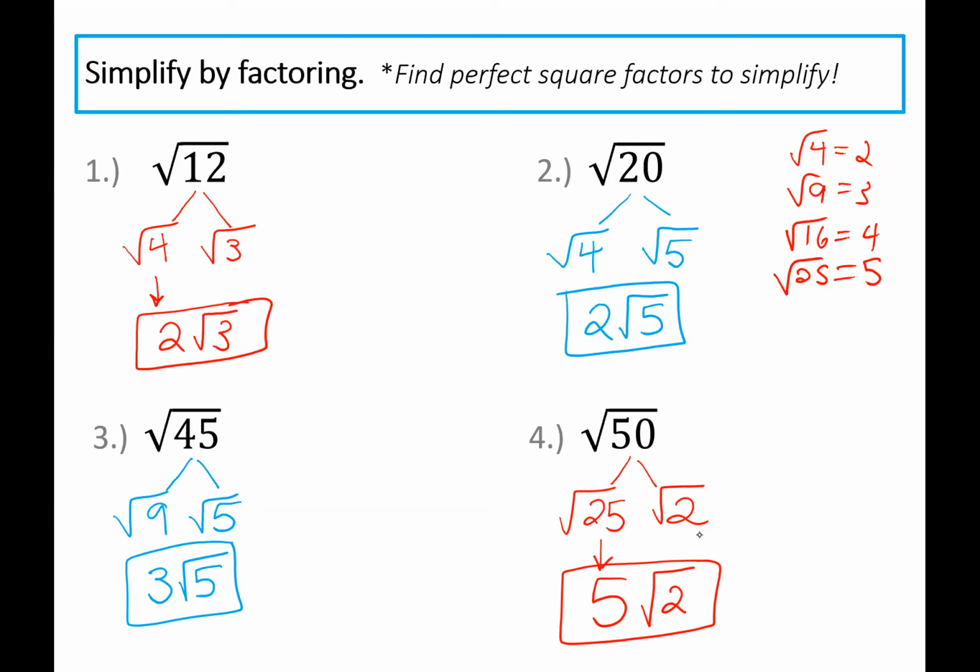So for example, in square root of 50, we broke it down using square root of 25 times square root of 2. The square root of 25 simplifies to 5. The square root of 2 is nowhere to be found in our list up here. The square root of 2 is not a nice number, so we can't do anything to it, so we leave it in the final answer. The final answer is 5 square root of 2.